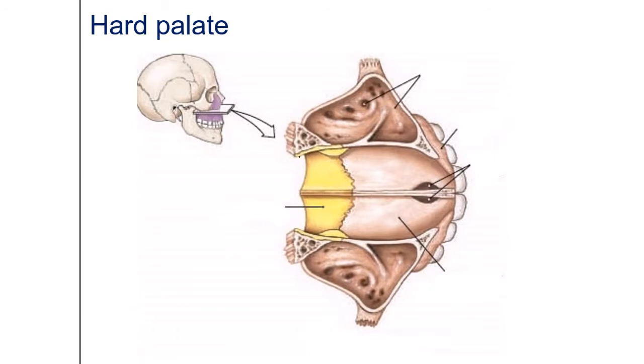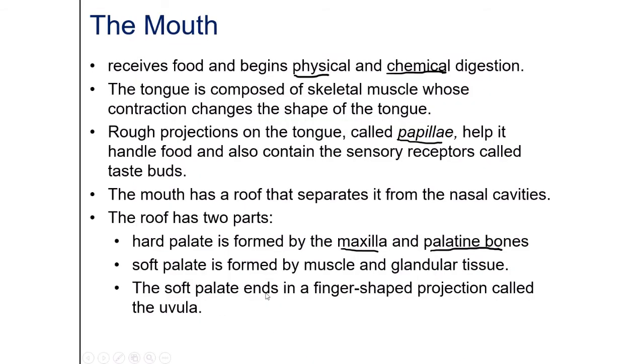And then if you go further back, this area, this is where the soft palate is going to be. The soft palate ends in a finger-like projection called the uvula, and you might remember the uvula is responsible for sealing the nasopharynx when you swallow, so the food is not going to end up in your nasal cavity.